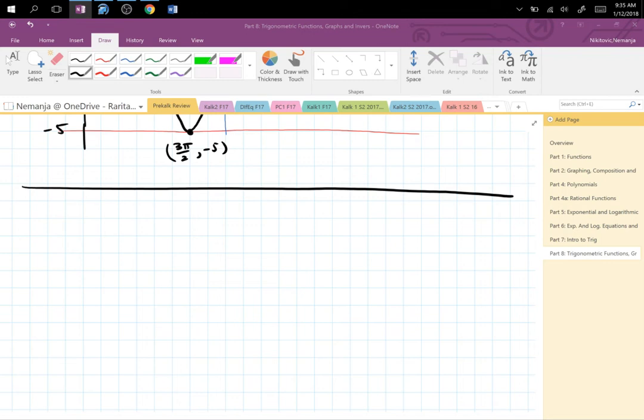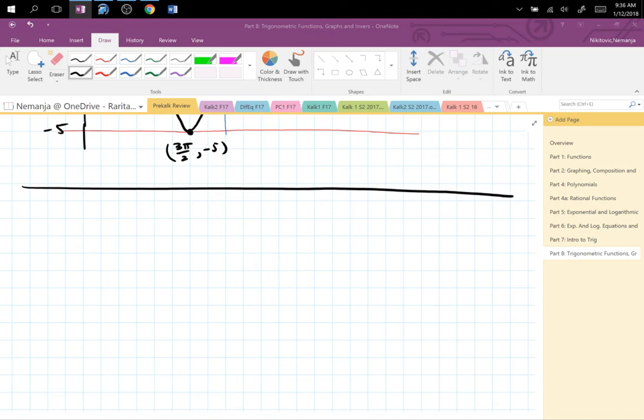Spicier case. Not the most spicy, right? Because the most spicy case that we can have is, let's say, -3 sine of 1/2 x minus pi over 4, plus 2, right? So that's all 5 things listed. So let's do an additional thing.